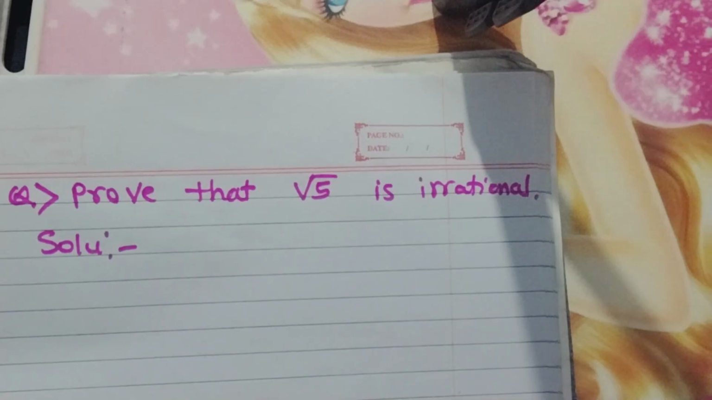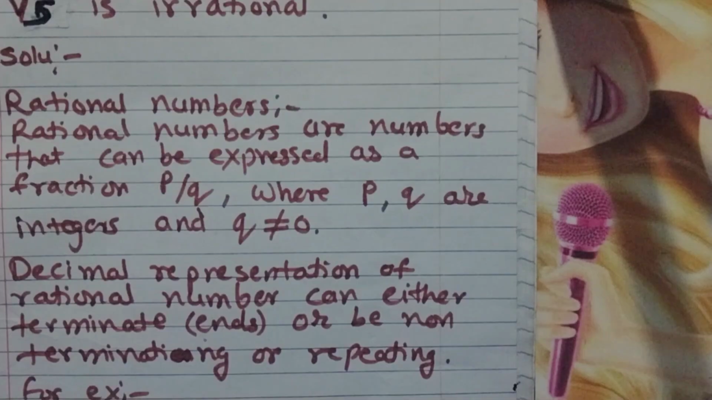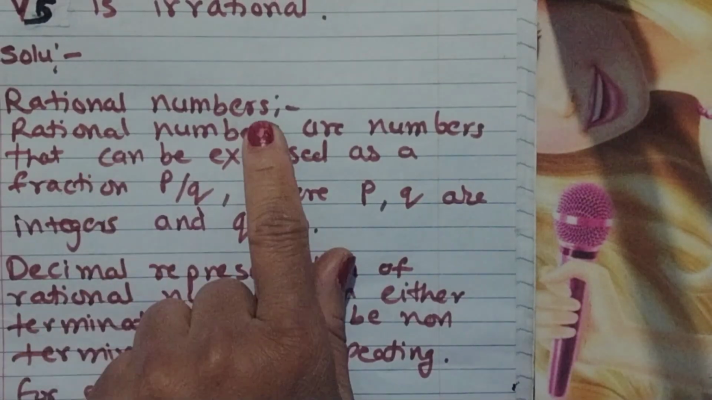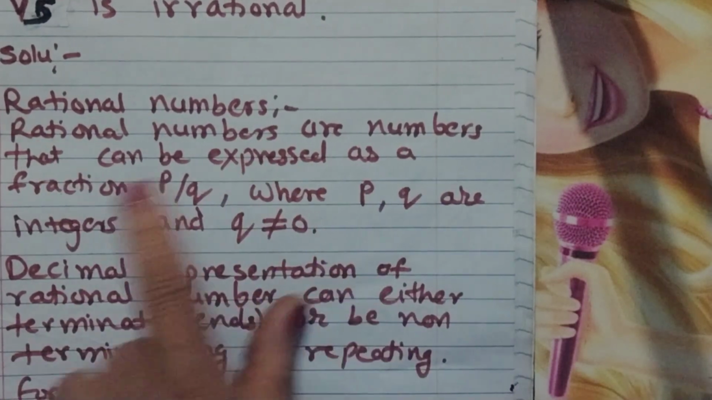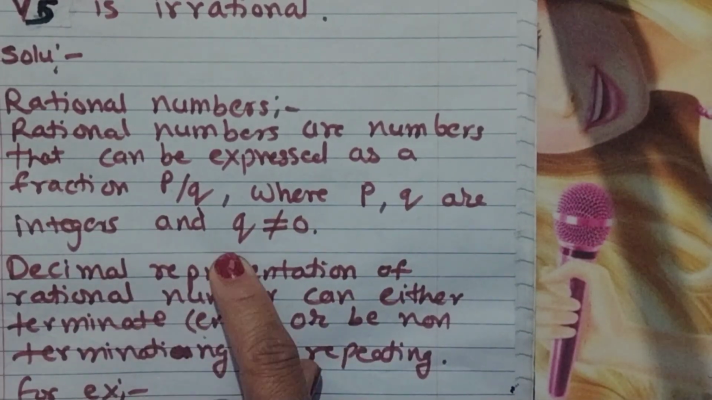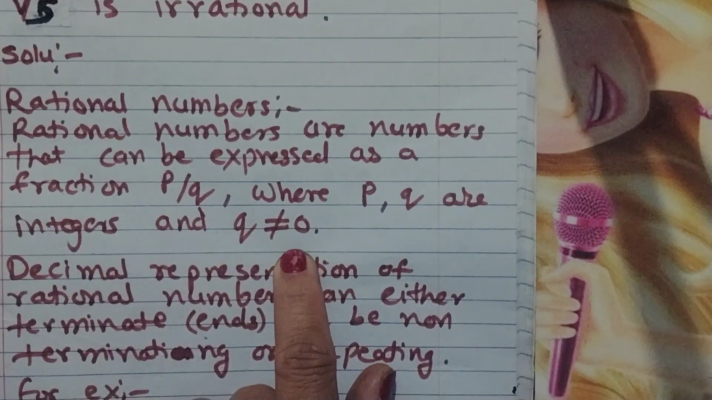Question is, prove that under root 5 is irrational. Before solving this example, let's see the definition of rational number, irrational number and co-prime. So, definition of rational number. Rational numbers are numbers that can be expressed as a fraction p upon q, where p and q are integers and q is not equal to 0.